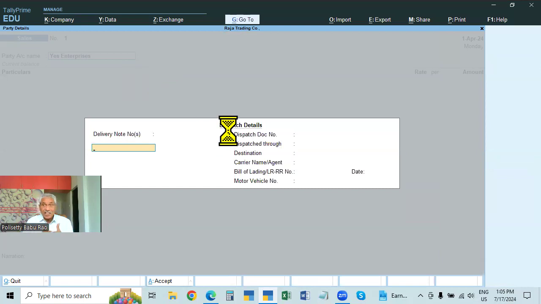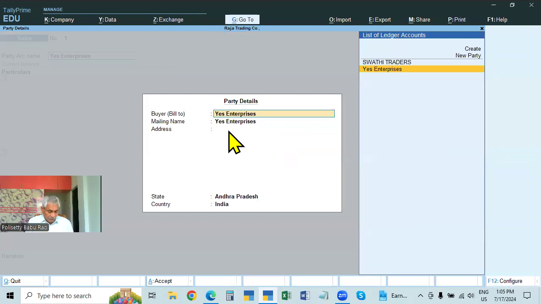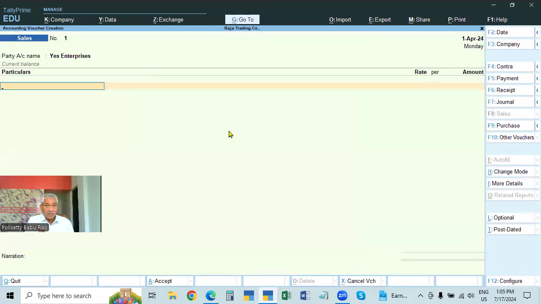When you purchase, receipt details: how you receive the goods. Dispatch details means how you dispatch the goods. Accept, and party details. All the party details, if you have, when you created the ledger, whatever details were given, they will show here.